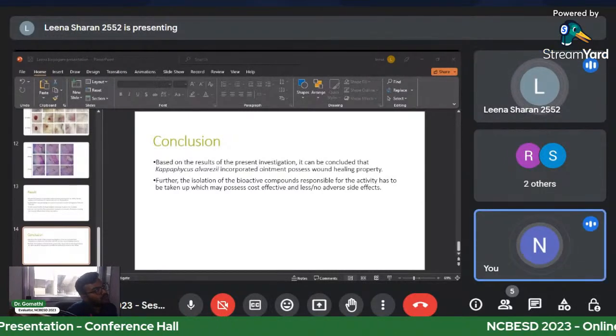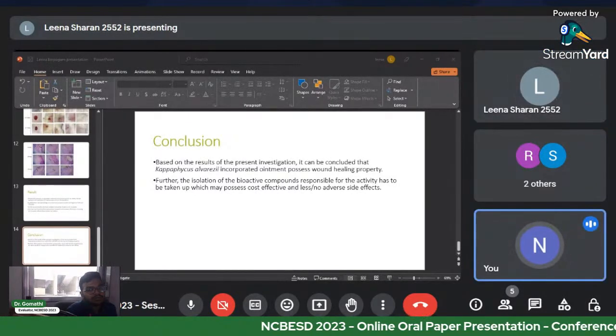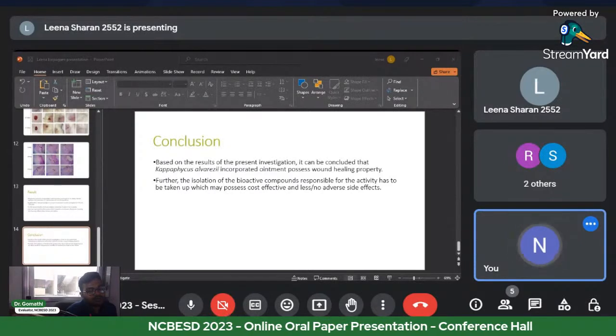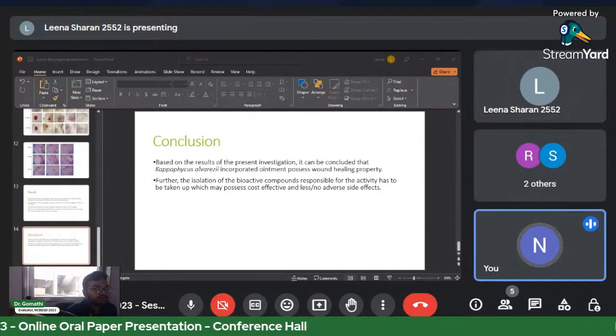Okay, inflammatory cytokines have been reduced in these groups also. What was the panel of cytokines that you have been looking for? TNF alpha and interleukin, ma'am. TNF alpha. Okay.